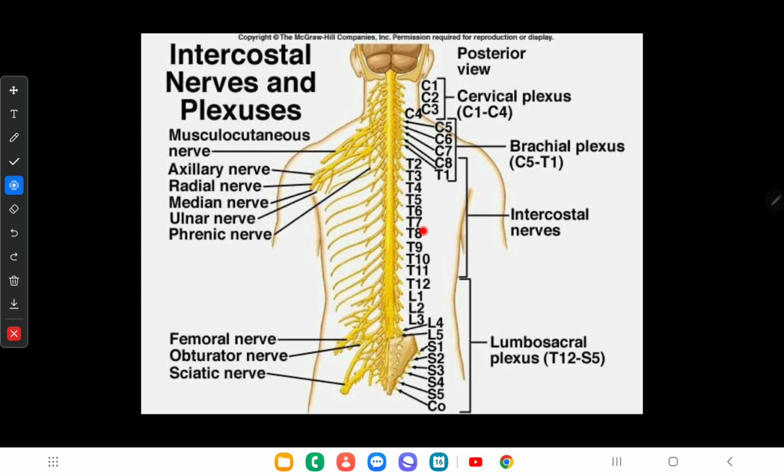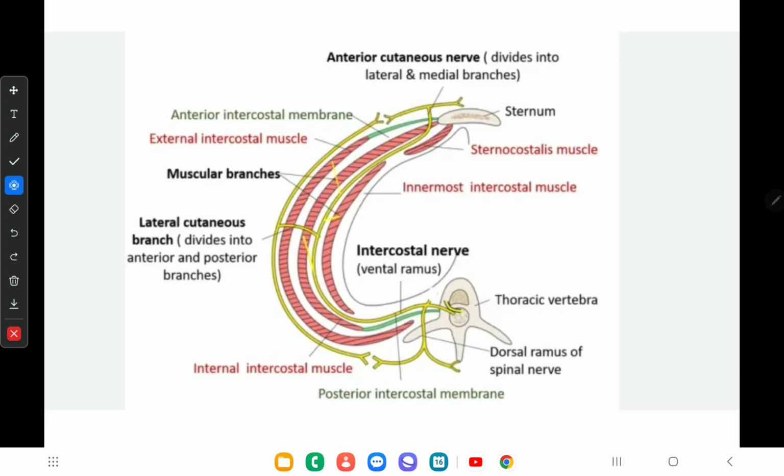These are the T1 to T11 spinal nerves. Their ventral rami are called intercostal nerves. Here you can see an intercostal nerve. This is the thoracic vertebra. This is the vertebral canal where the spinal cord traverses. You can see the spinal nerve coming from this area. This is the spinal nerve.